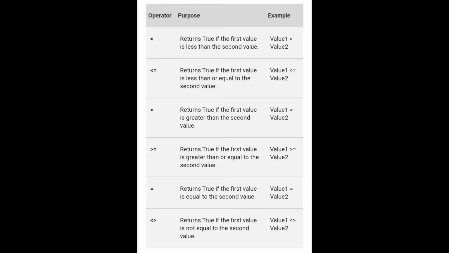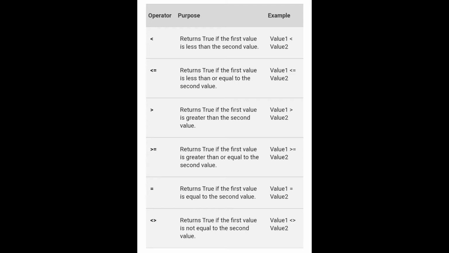Children, have a look at this image. You can see the operator names and their functions. Let me explain the operators. The first one is the less than operator. It compares value 1 and value 2, and returns true if the first value is less than the second value. This is the function of this operator. It's called the less than symbol.